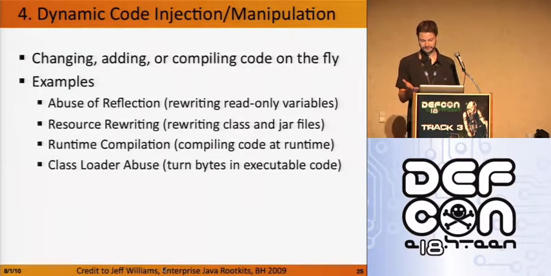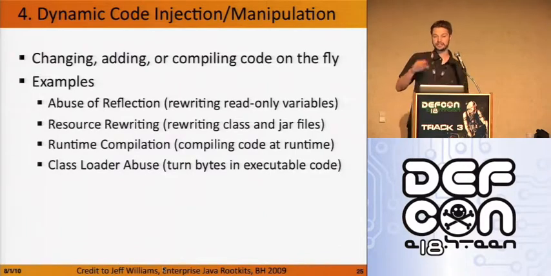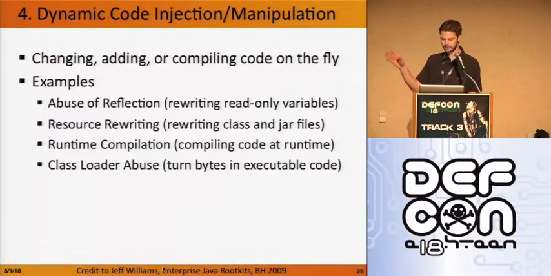So, work of Jeff Williams: dynamic code injection and manipulation. This category is all about changing, adding, compiling code on the fly. So you have some source code in your application, and you compile it on the fly and execute it. We got inspired by Jeff Williams' work on this particular category. He enumerates a lot of categories, like abuse of reflection, where you rewrite read-only variables, resource rewriting, compilation on the fly, abusing class loaders, pretty neat stuff.